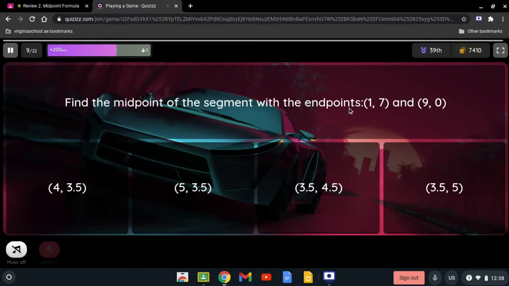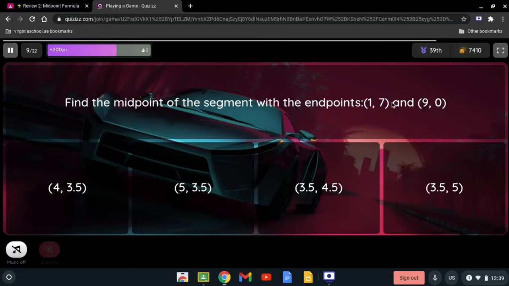Find the midpoint of the segment with the endpoints 1 and 7 and 9 and 0. So again, we're going to replace x1 with 1. So 1 plus x2, which is 9. And 1 plus 9 is 10, and 10 divided by 2 is 5.